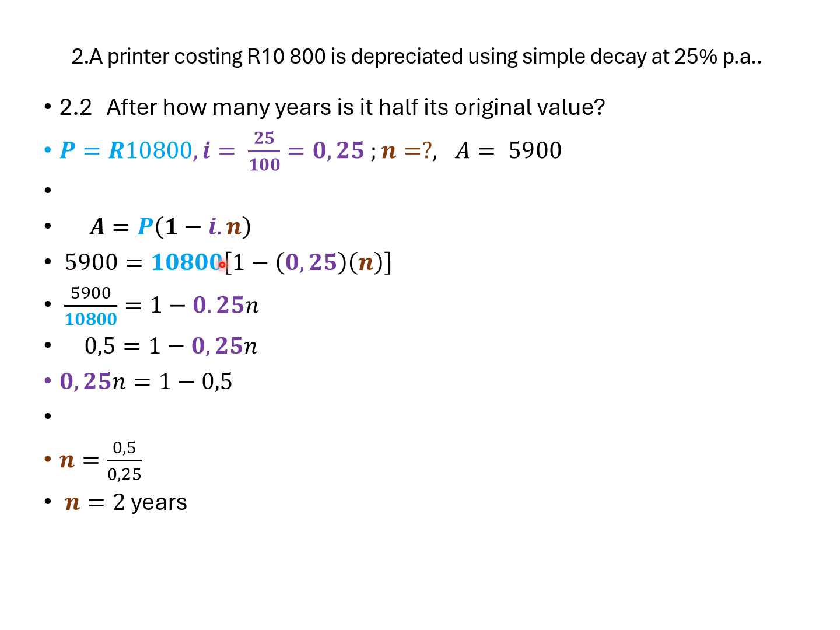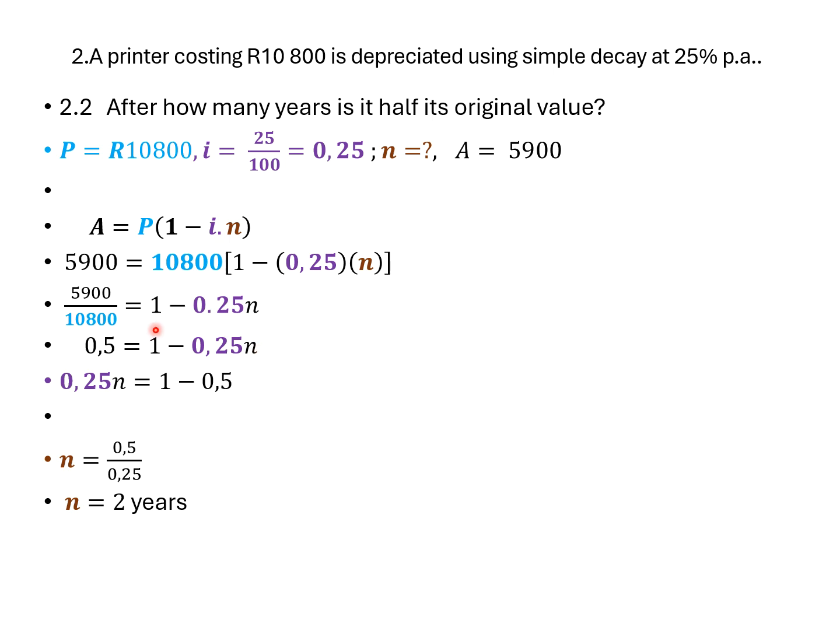So to get rid of 10,800, I have to get rid of multiplication. I'm using division. So 5,400 divided by 10,800 equal 1 minus 0.25n. So that there would give me 0.5 equal 1 minus 0.25n.